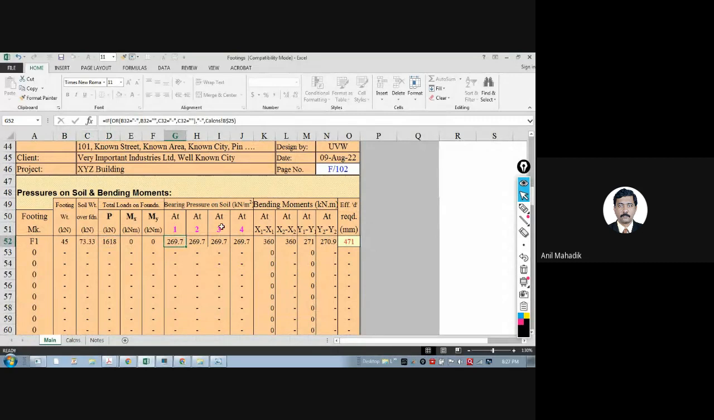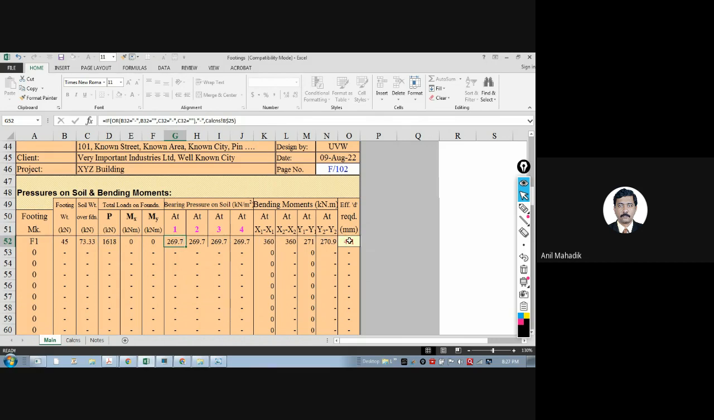So it will calculate automatically this P divided by area of footing provided. There are 4 corners, and it is calculating the stress or bearing pressure at the 4 corners. Why is this coming now? This is coming due to moment. I will tell you how it comes. So how much pressure will come? P upon area provided, so 269.